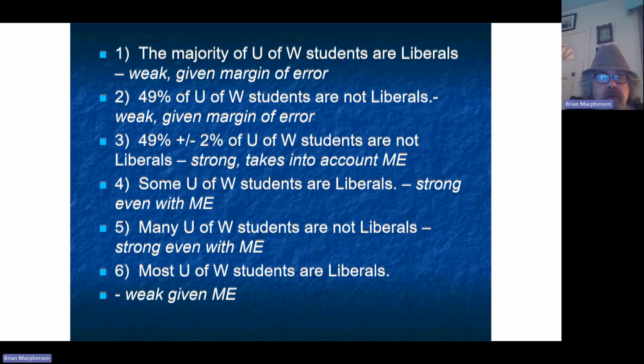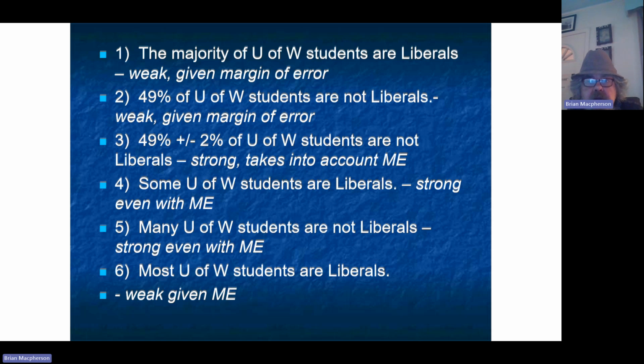So I summarize this on the next slide. The majority of UW students are liberals: weak, given it doesn't take into account the margin of error. Number 2, 49% of UW students are not liberals: weak, because it doesn't take into account the margin of error. 3, 49% plus or minus 2% of UW students are not liberals. That is strong because it takes into account the margin of error. Number 4, some UW students are liberals. It's strong, even with the margin of error, right?